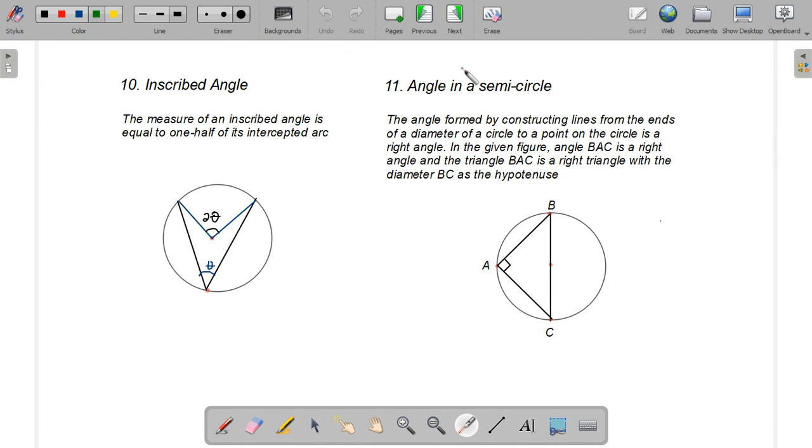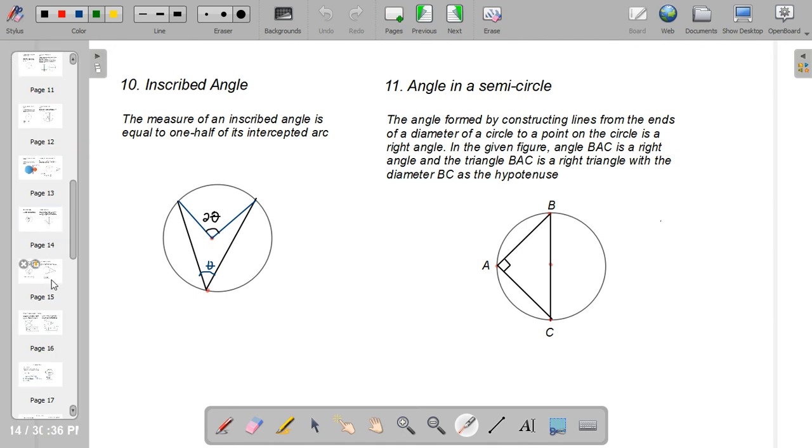So, angle in a semicircle. The angle formed by constructing lines from the ends of a diameter. So, this is the diameter BC of a circle to a point on the circle. So, this is a point on the circle, point A. On the circle is a right angle. So, if this is a diameter and then you draw another point here, connecting these two ends of the diameter. This point here is forming a right triangle. So therefore, BAC, or angle BAC is 90 degrees and the triangle BAC is also a right triangle and this is your hypotenuse. The diameter is your hypotenuse.